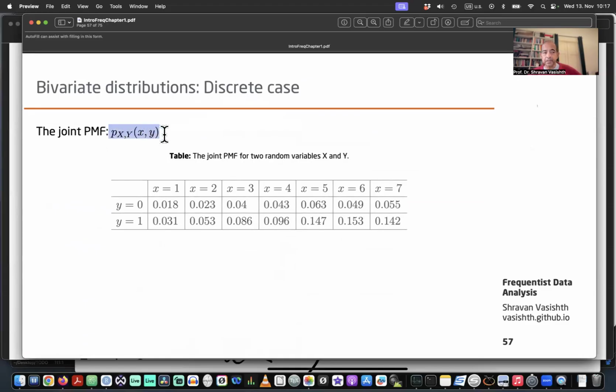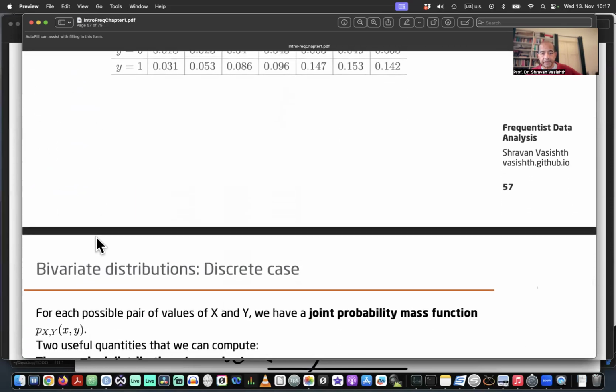instead of writing P of X or P of Y, which would be a univariate distribution for x and y. We're talking about the joint distribution of x and y. And so that's what we mean by bivariate case here. Okay.